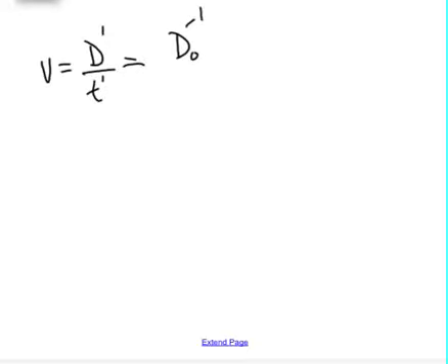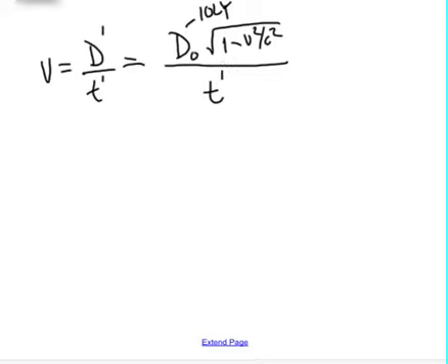Now I can go back and look at my velocity equation, which gave me the velocity is the distance as measured by the ship divided by the time as measured from the ship. But now I have that related to the distance as measured from the Earth, my 10 light years, times the square root of 1 minus v squared over c squared. And all of that as measured, the time as measured from the Earth. Excuse me, the time as measured from the ship.